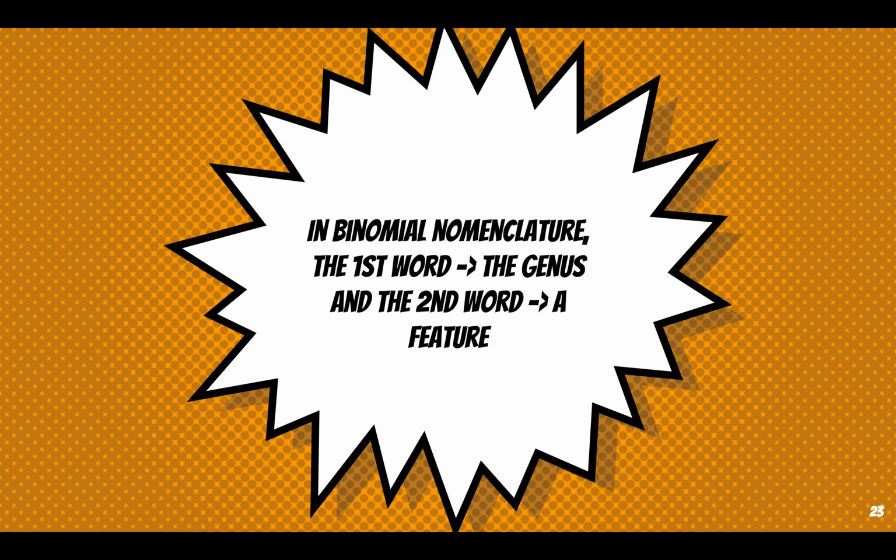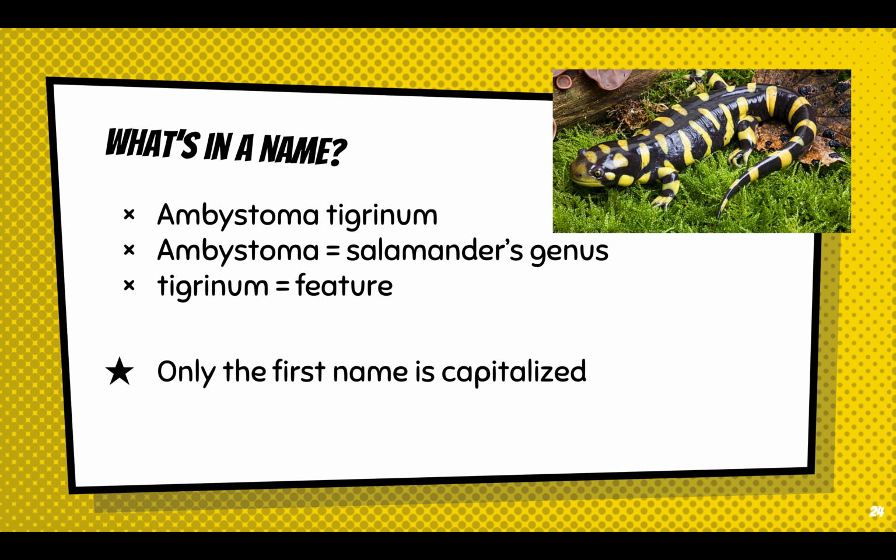In binomial nomenclature, the first word is the genus and the second word is a feature. Now we'll come back to genus in the second lesson when we discuss how we're going to break down the classification system. But for now, just know that the first word means the genus and the second word stands for a feature.